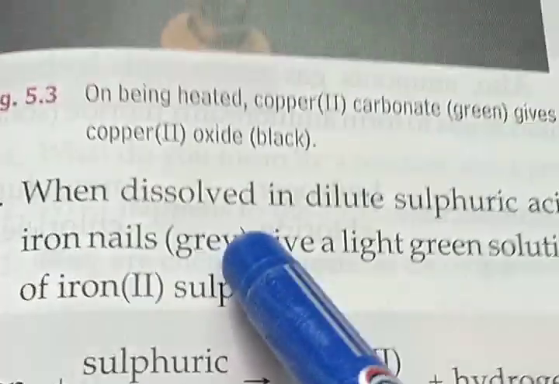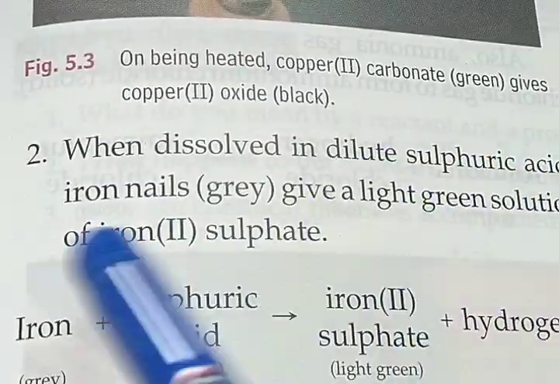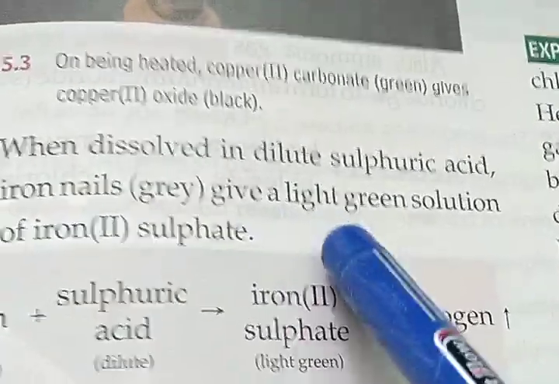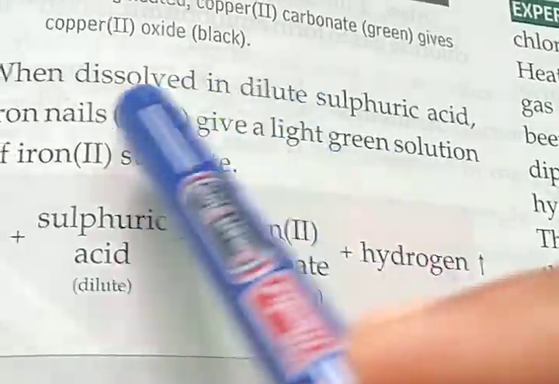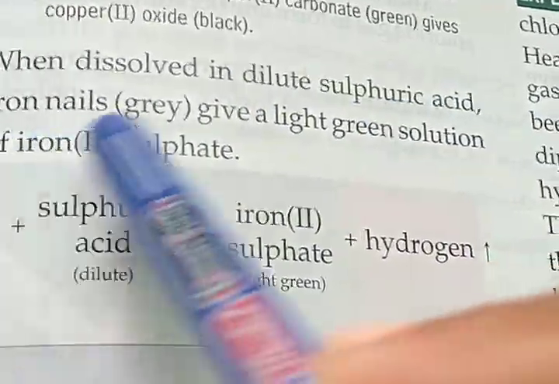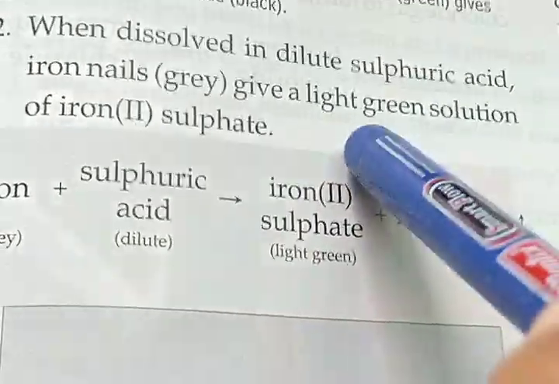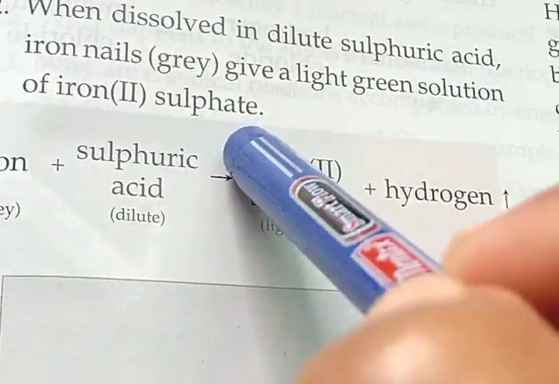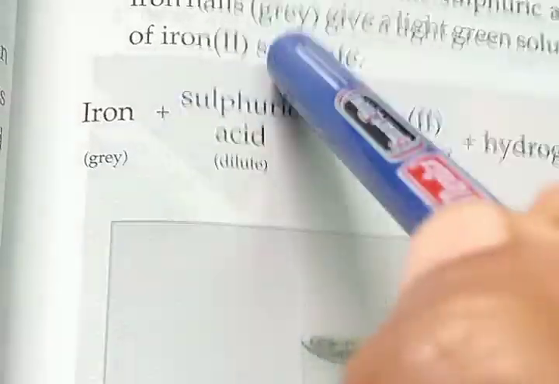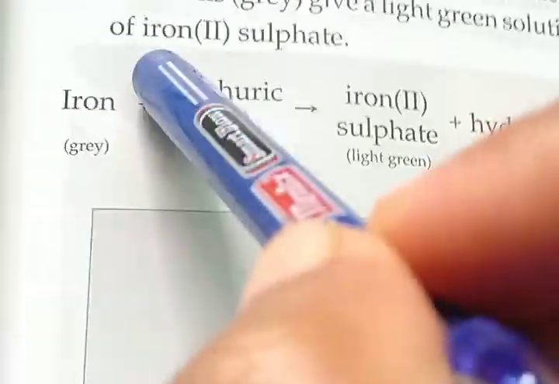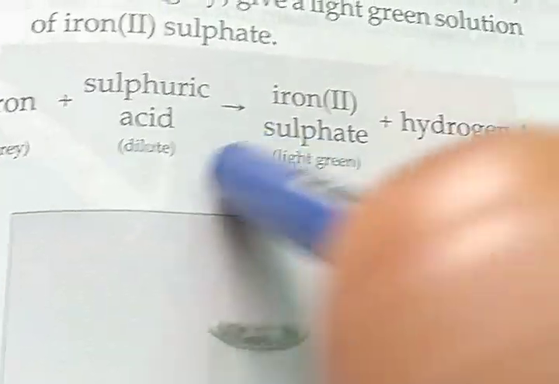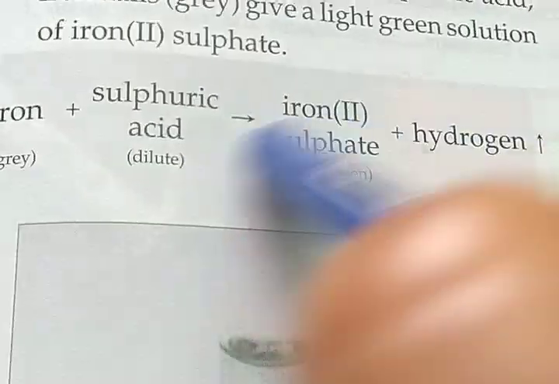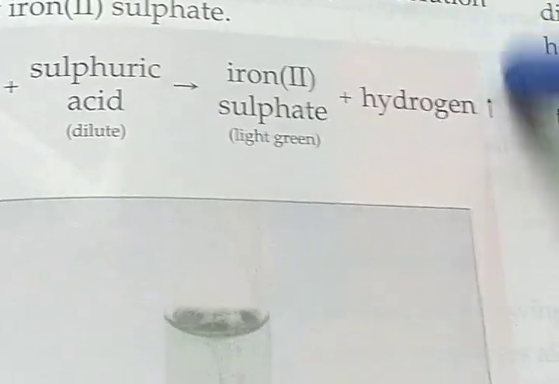नेक्स्ट, when dissolved in dilute sulfuric acid, iron nails give a light green solution of iron sulfate. अगर हम लोग डाइल्यूट सल्फ्यूरिक एसिड के अंदर आयरन नेल्स डुबो देंगे तो नॉर्मली लाइट ग्रीन कलर का सॉल्यूशन ऑफ आयरन सल्फेट दिखाई देगा. आयरन प्लस सल्फ्यूरिक एसिड, आयरन सल्फेट फॉर्म हो रहा है. आयरन का नॉर्मली कलर ग्रे है और सल्फ्यूरिक एसिड का दैट इज नो कलरलेस डाइल्यूट है. और नया प्रोडक्ट जो फॉर्म हो रहा है उसका कलर क्या हो रहा है, लाइट ग्रीन, दैट इज आयरन सल्फेट प्लस हाइड्रोजन गैस रिलीज हो रहा है.